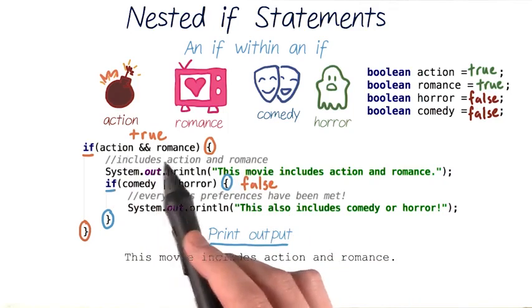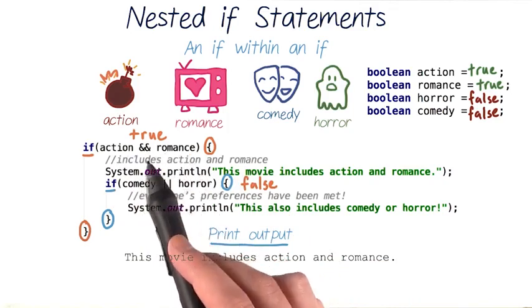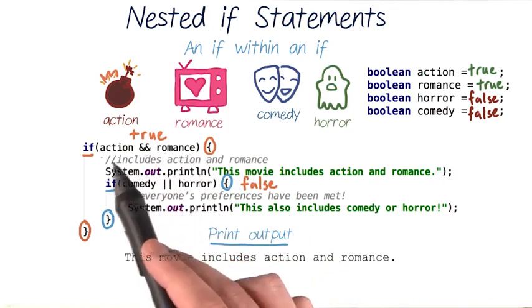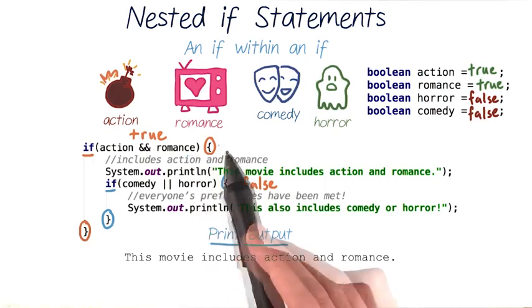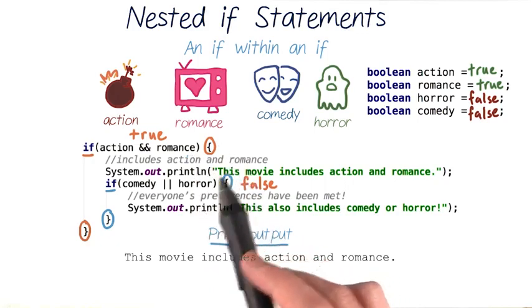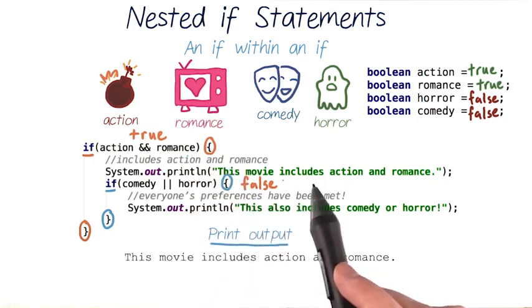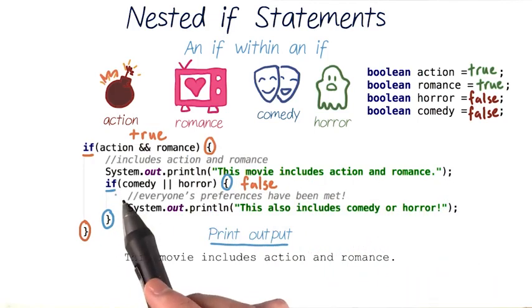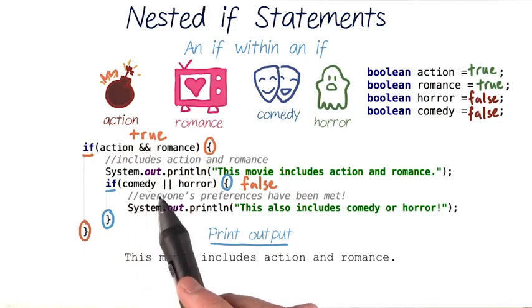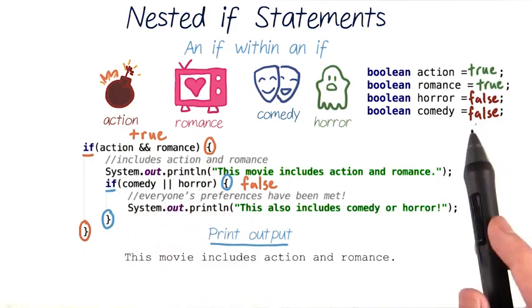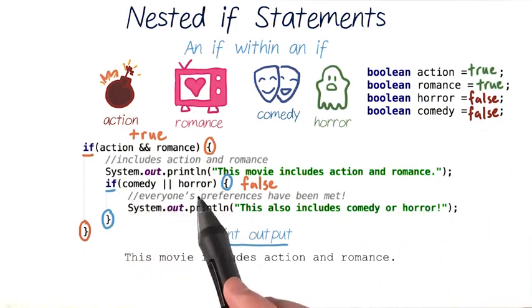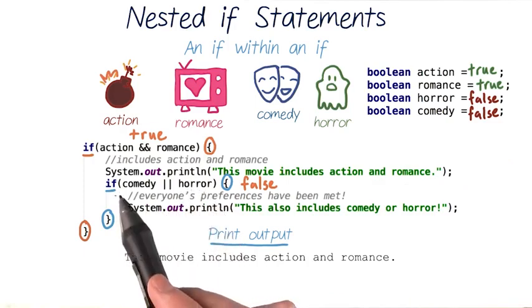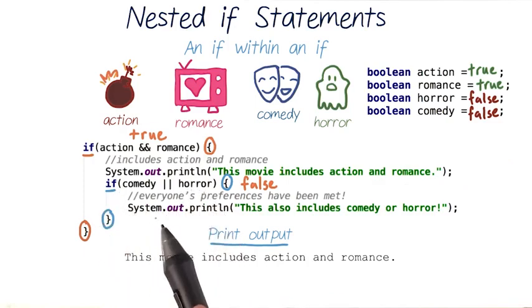We know action and romance are both true, so when they're combined with an AND operator, this whole expression will also be true. So we'll enter the code in our outer if statement and print out, this movie includes action and romance. The next line we get to is our nested if statement, which checks if comedy or horror is true. And since both of these are false, this expression will also be false. And so we'll skip over the code in our inner if. And all that will print out is this movie includes action and romance.